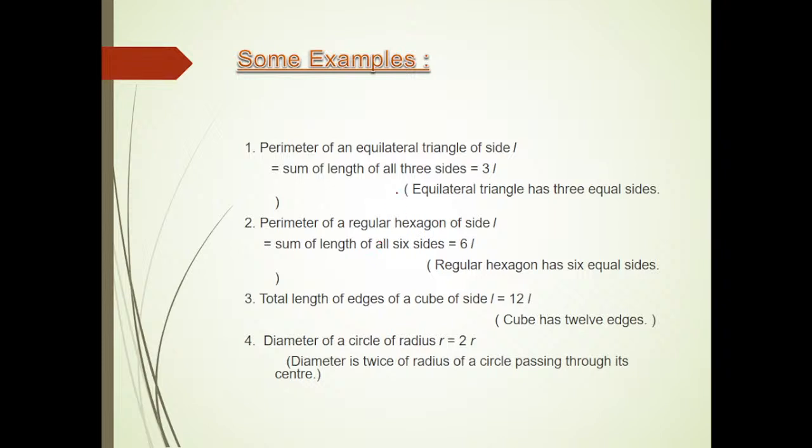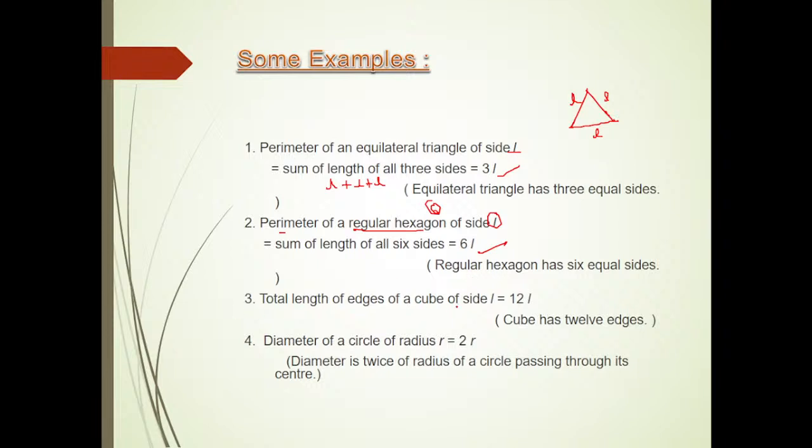We know the perimeter of an equilateral triangle of side L. The side measurement is given, and in an equilateral triangle all sides are equal. To frame this formula, we require the sum of the lengths of all three sides, that is L plus L plus L, which leads to 3L. Similarly, the perimeter of a regular hexagon whose side is L. Regular means all sides are equal. A hexagon has 6 sides, so we add the same length 6 times: 6 into L, 6L.